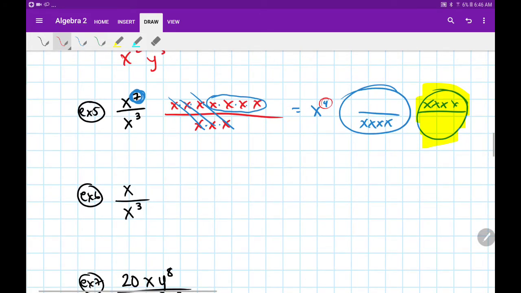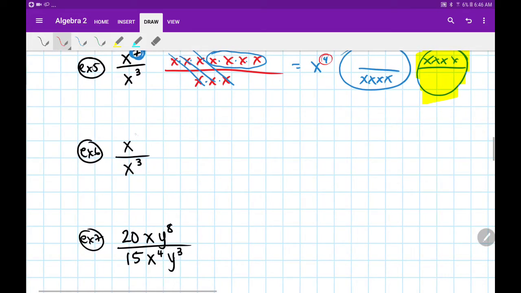So for example 6, I have x to the invisible exponent 1, over x to the 3. So let's think about this for a second. I have 1 x on top and I have 3 on the bottom. That means one pair will cancel and I'm left with, well, if I do the subtraction, 3 take away 1 was 2. So I'm left with x squared, but not on the top. That's where the smaller number was. I'm left with x squared on the bottom, as you can see here. So we have 1 over x squared.